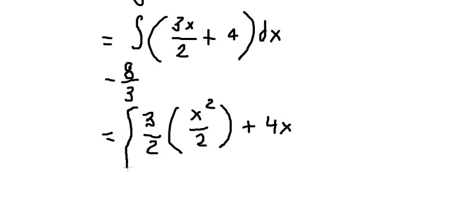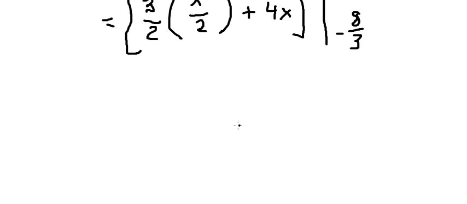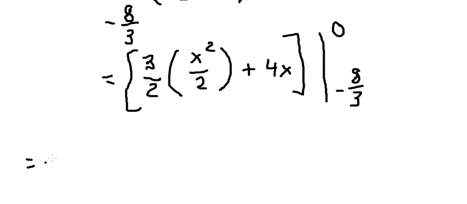And now we put the bounds from negative 8 over 3 to number 0. And now we put number 0 in here. Negative 8 over 3 in here. And now we have like this.